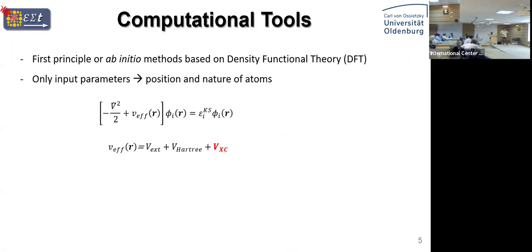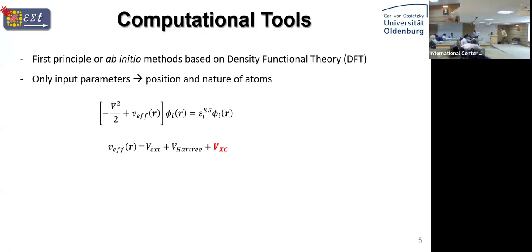I put it in red because this field has been used a lot, but there is a limitation: we don't know this term analytically, so we always have to make approximations. And what we get depends a lot on those approximations. If some of you know this background, you might have heard of LDA, GGA, all those approximations. They are for these terms.